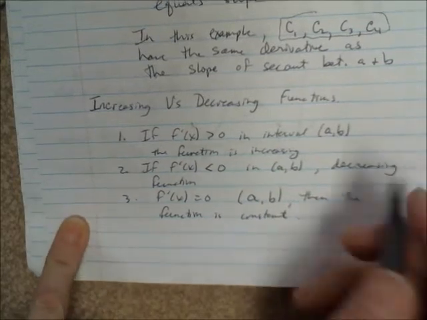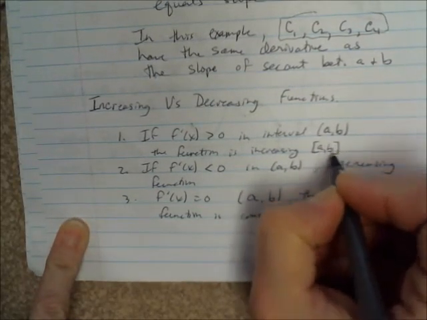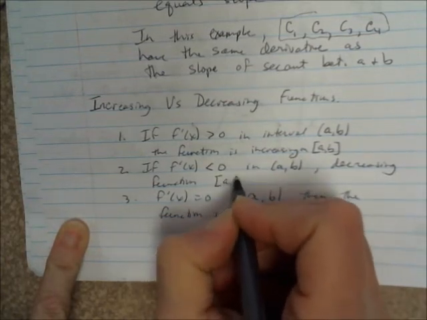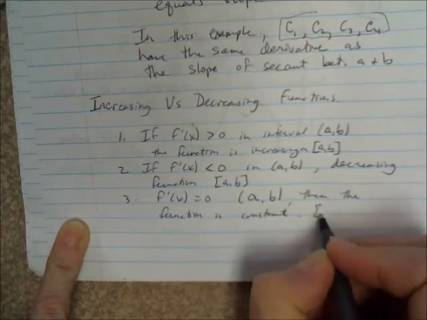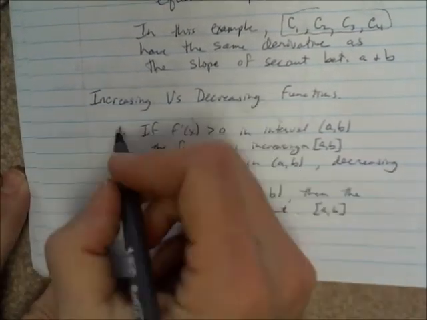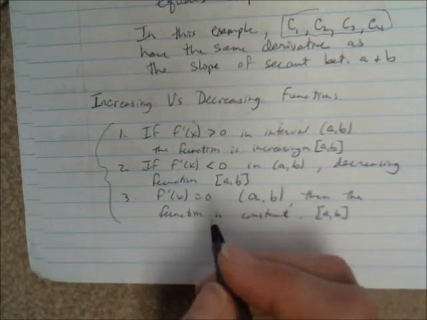Oh, the intervals of increasing are closed intervals. So it's increasing on A to B, a decreasing function from A to B, closed interval, constant on A to B, closed interval. All right, on all of these, the function's got to be continuous and differentiable.